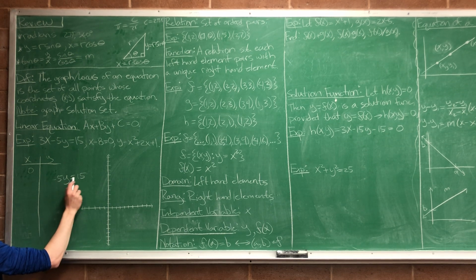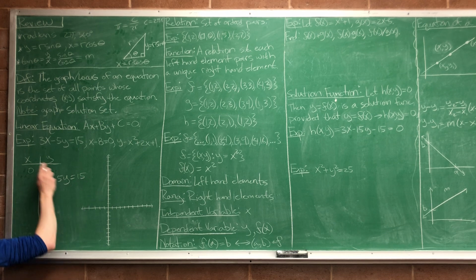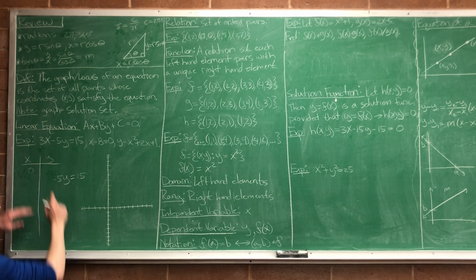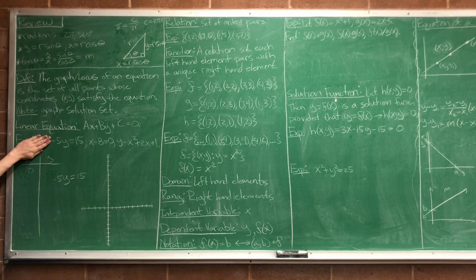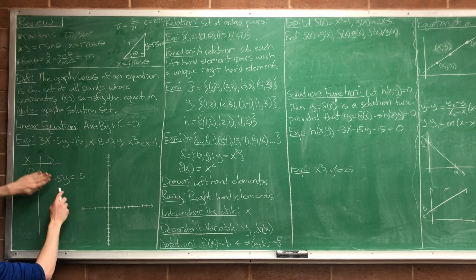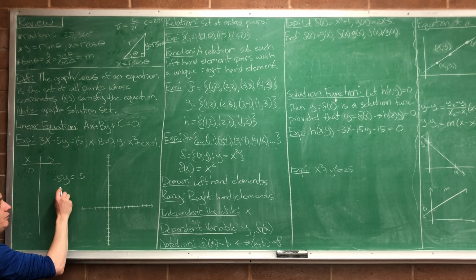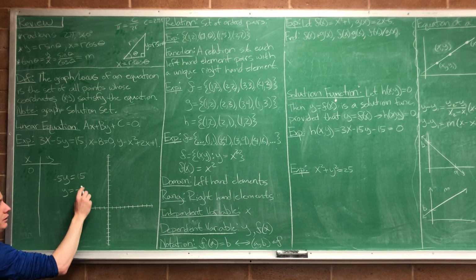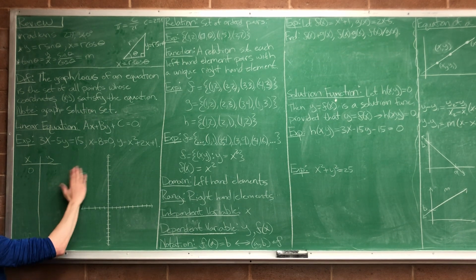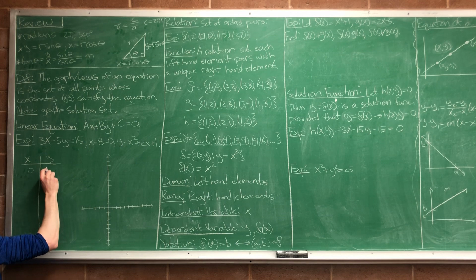If negative 5y is equal to 15, this is when x is 0. So when x is 0, plug in 0 to this equation, then this whole term goes to 0. So we have negative 5y is equal to 15. Divide both sides by negative 5, and we get y is equal to negative 3. So it's negative 3.